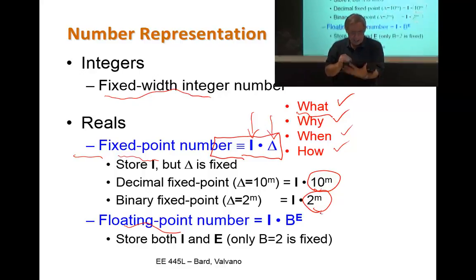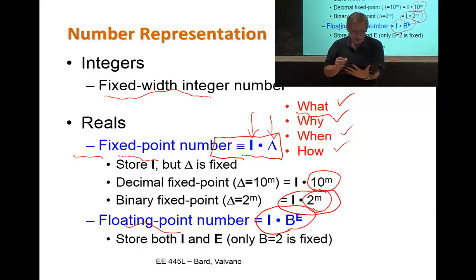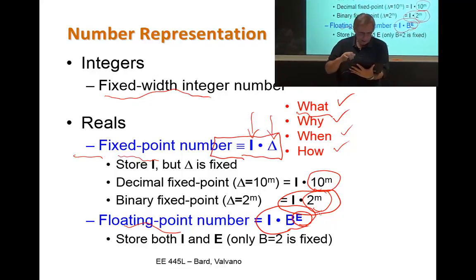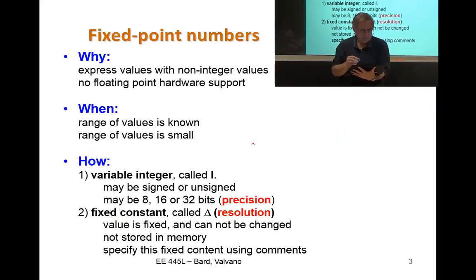And if you look at a floating point number, it looks very, very similar. Look at the difference between the binary fixed point and a floating point. The equation is almost the same. The difference is, with a floating point number, the exponent is stored, remembered, and calculated, and not fixed. All right. So that's what they are. A fixed point number is an integer which we're going to put in our computer, and a constant which we will remember always. Why we use it is to express non-integer values.